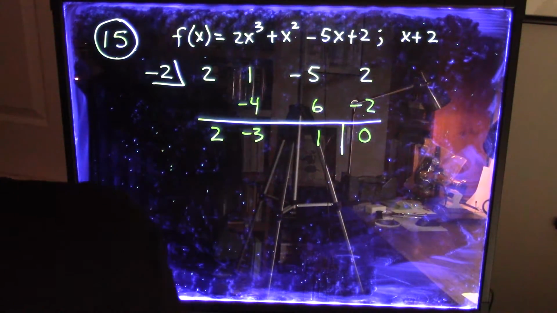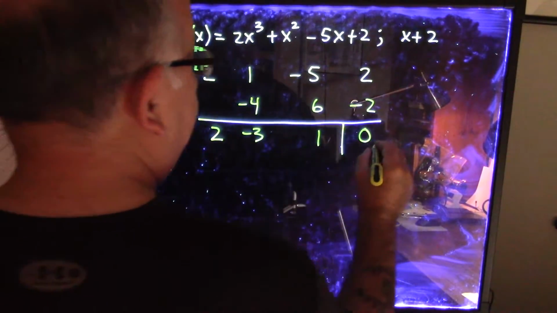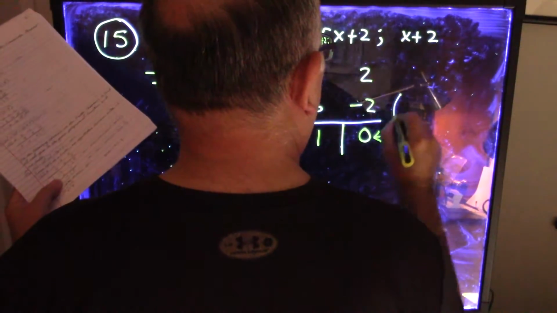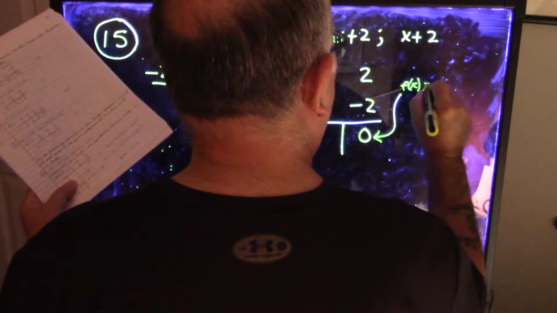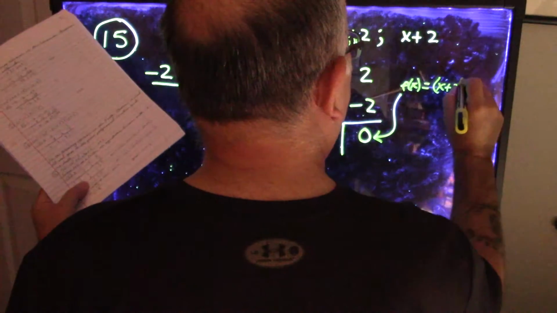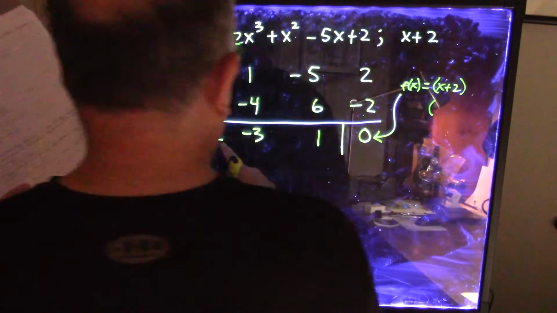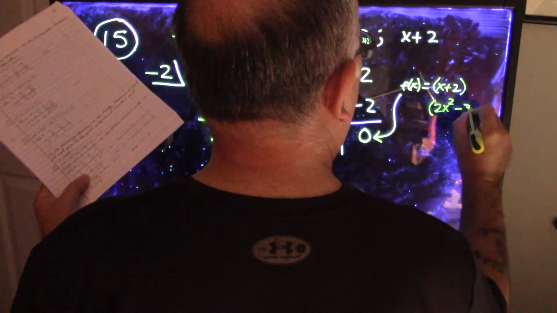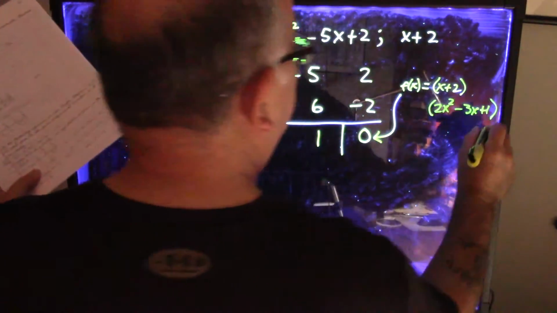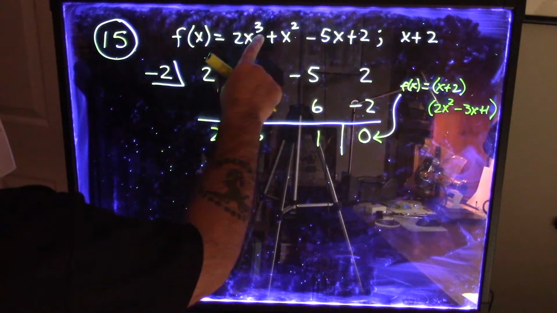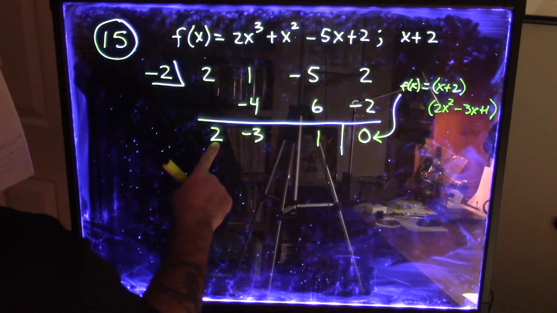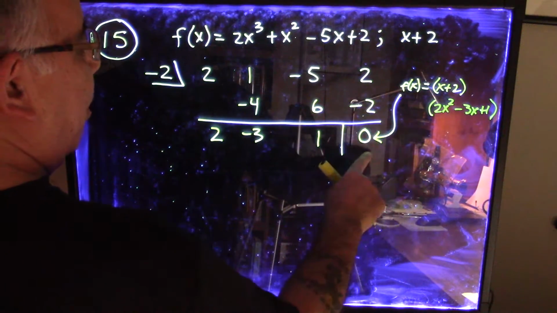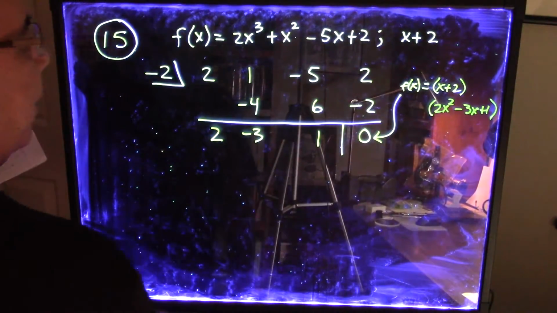So this line right here means that f of x is equal to x plus 2 times 2x squared minus 3x plus 1. It was originally x cubed, so this is 1 degree less, 2x squared minus 3x plus 1. So you can write f of x in a factored form once you get to this line, like that.